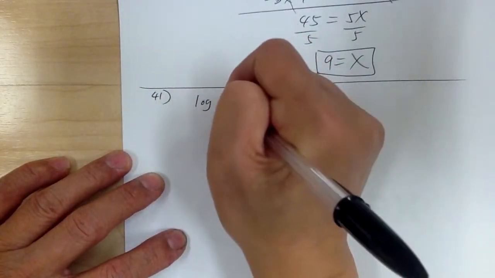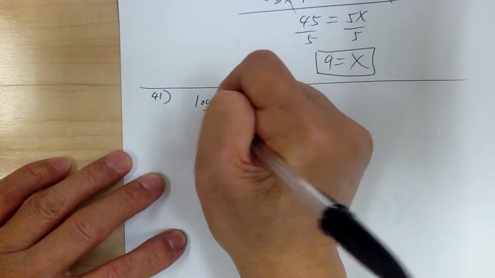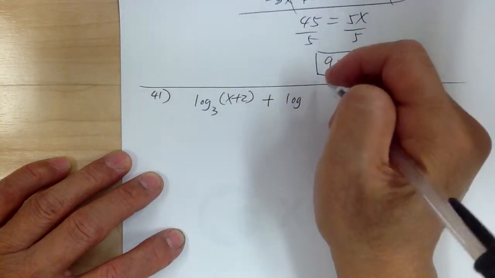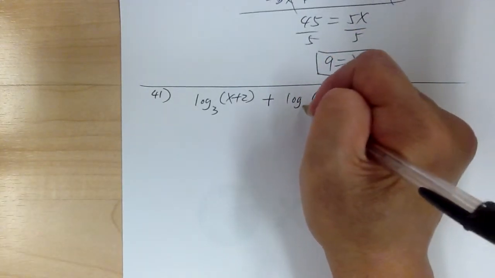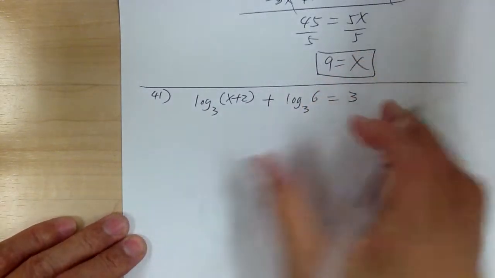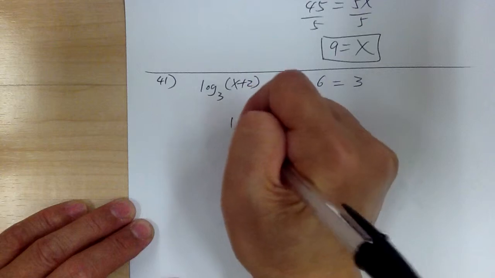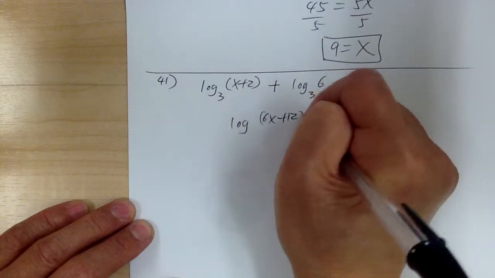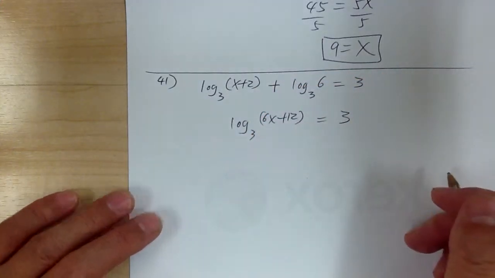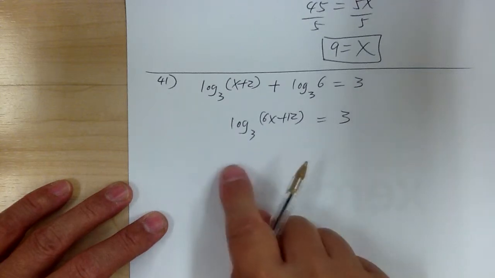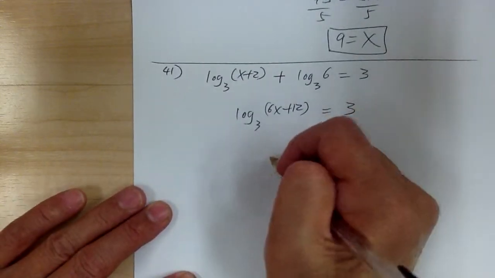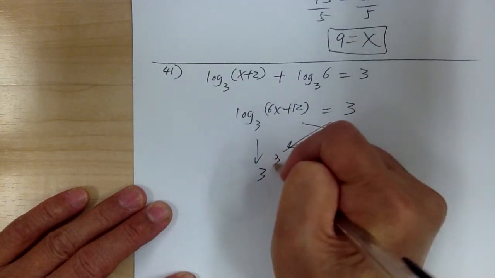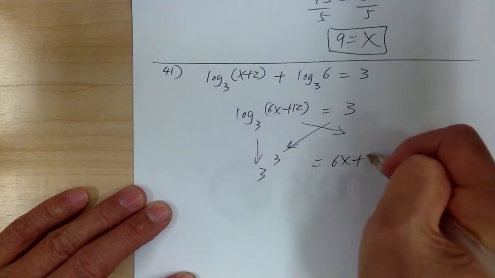You've got log of x plus 2 base 3 plus log 6 base 3 equal to 3. So again, I'm going to combine this together. So I get log of 6x plus 12 base 3 equal to 3. Now since there's nothing over here, I can just use the change of form. So you've got 3, right? This goes over here, and you switch, right? So 3 cubed equal to 6x plus 12.